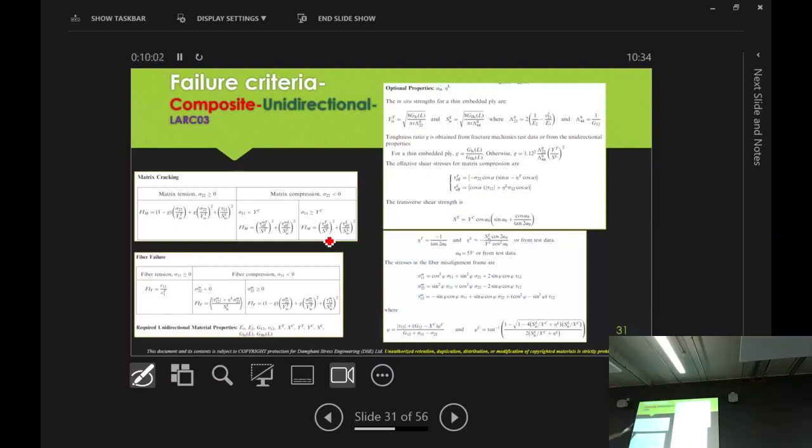Matrix cracking is incorporated, which is a massive improvement. None of the failure criteria outlined so far dealt with matrix cracking. So that is also included. And it also includes whether the matrix cracks in tension or compression, which is quite significant. I wouldn't be surprised, with the financial backing that NASA's got and all the scientists they've got, that they can develop some stuff like that. Fiber failure is included. That's all we need really.